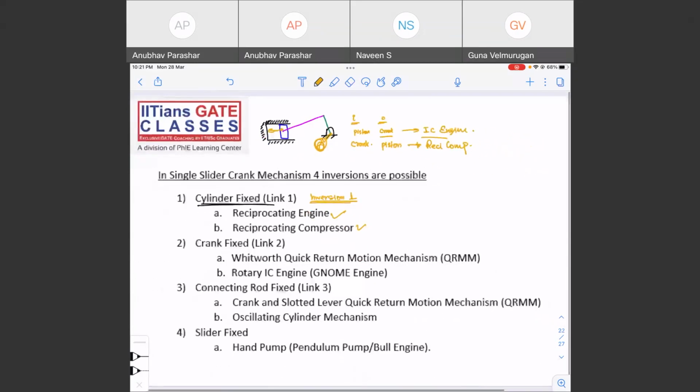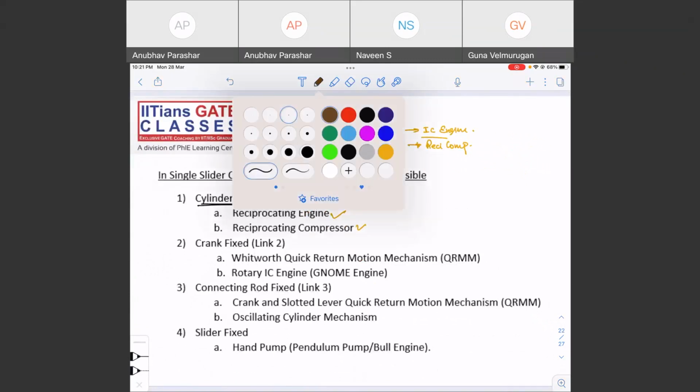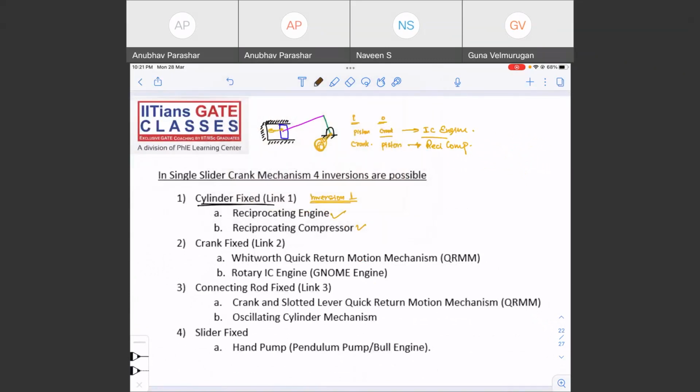So this is the basic understanding I have given you. I'll not be able to explain each and every point for you. But why have I told you this? Because you should have an understanding of what an inversion is. So this is inversion 1. You have inversion 2. Inversion number 2, right? Then if you fix the connecting rod, this is inversion 3.